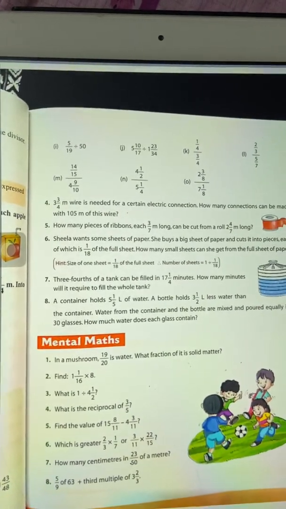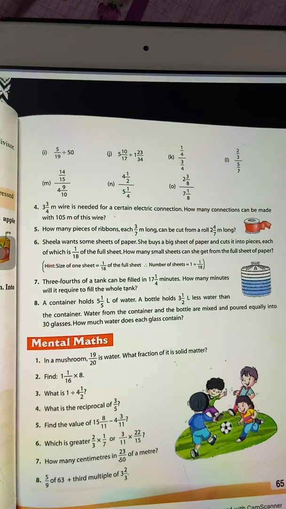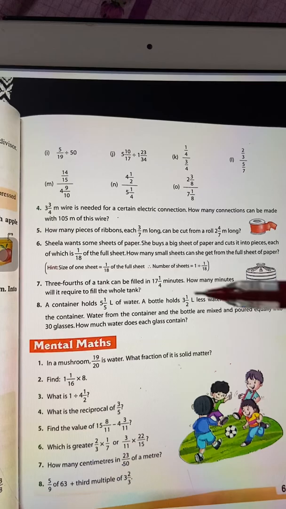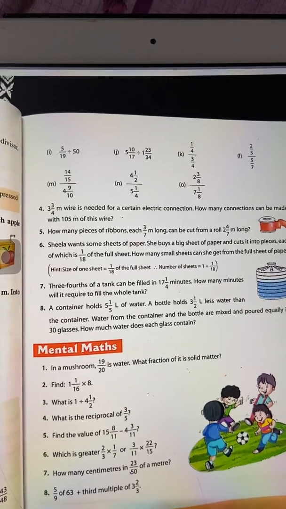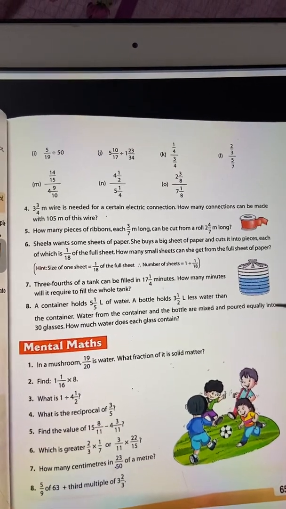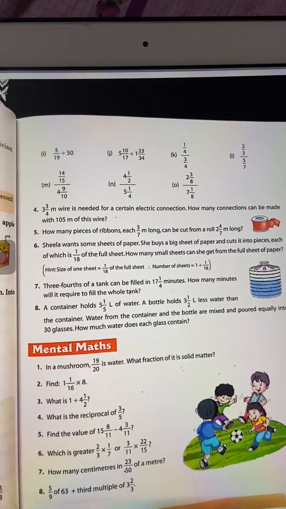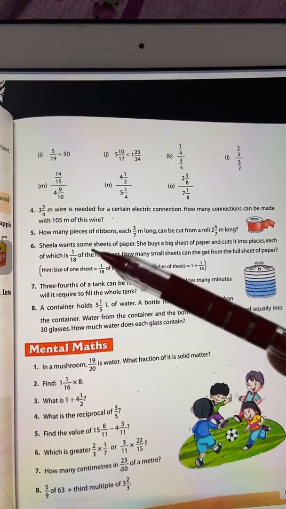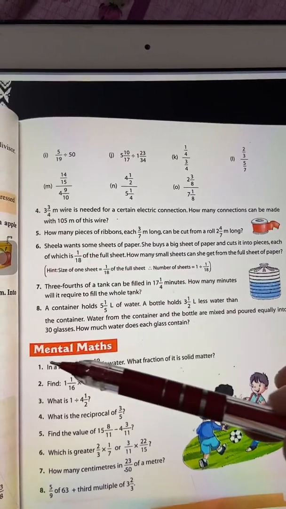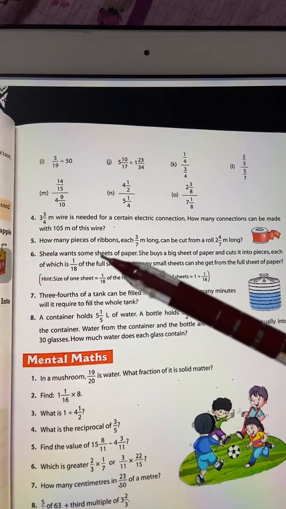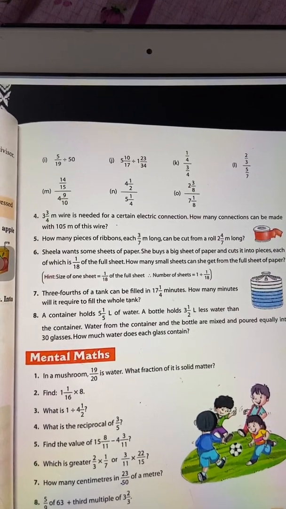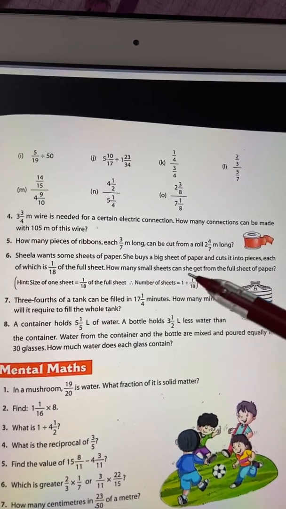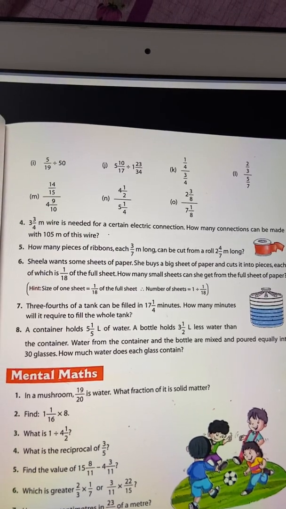Sheila wants some sheets of paper. She buys a big sheet of paper and cuts it into pieces, each of which is 1 by 18 of the full sheet. How many sheets can she get? See, again for the number of sheets you'll have to divide. You already know the size of each sheet, 1 by 18, and as you can see it is written size of one sheet, size of the whole sheet is suppose 1. Therefore number of sheets will be 1 divided by 1 by 18.